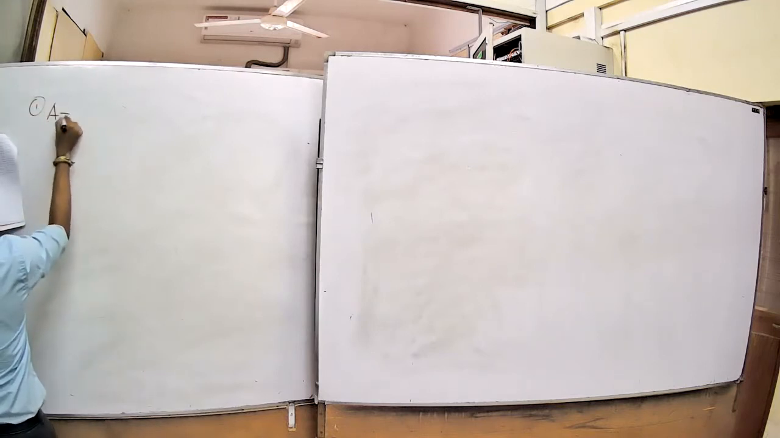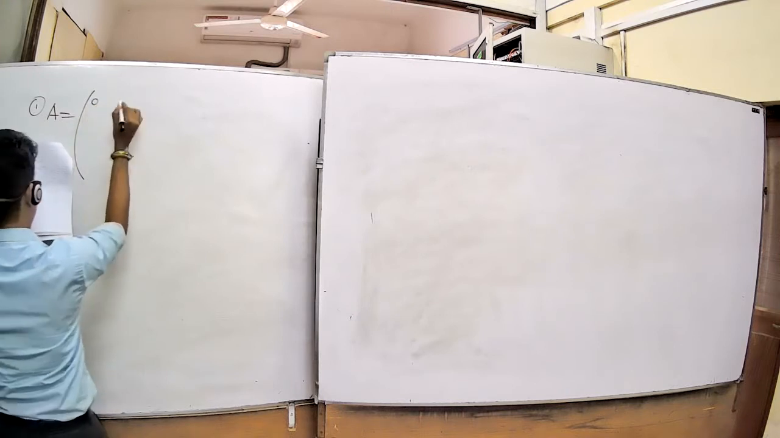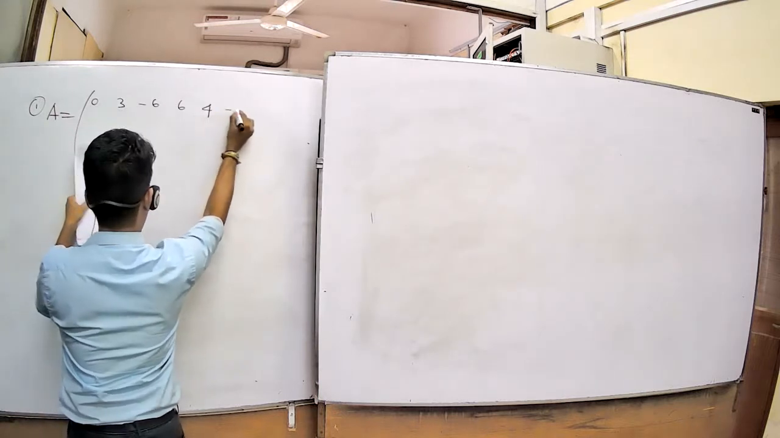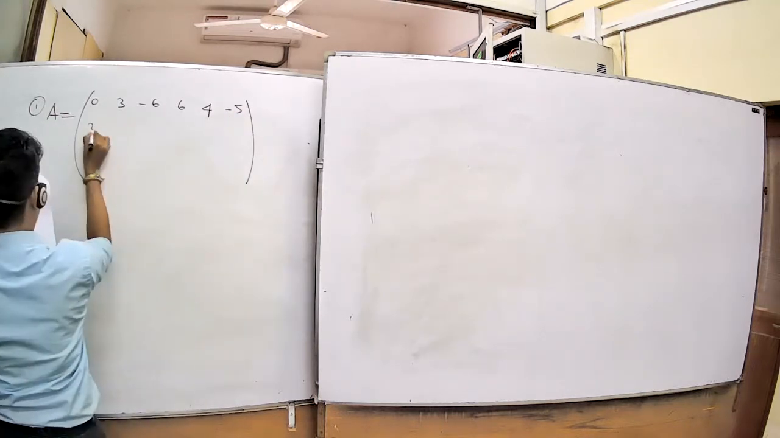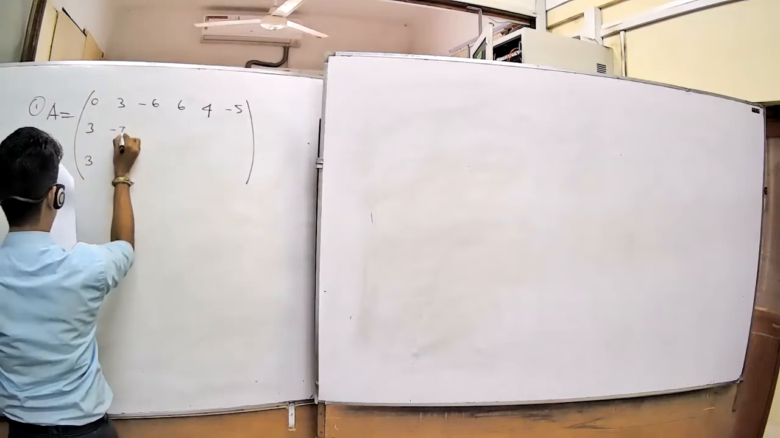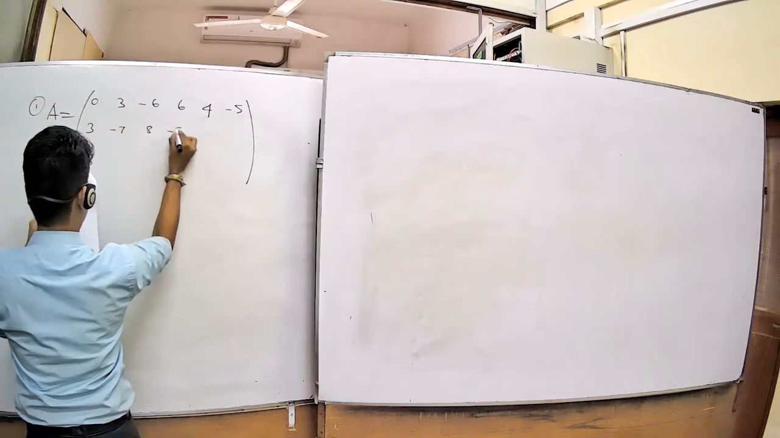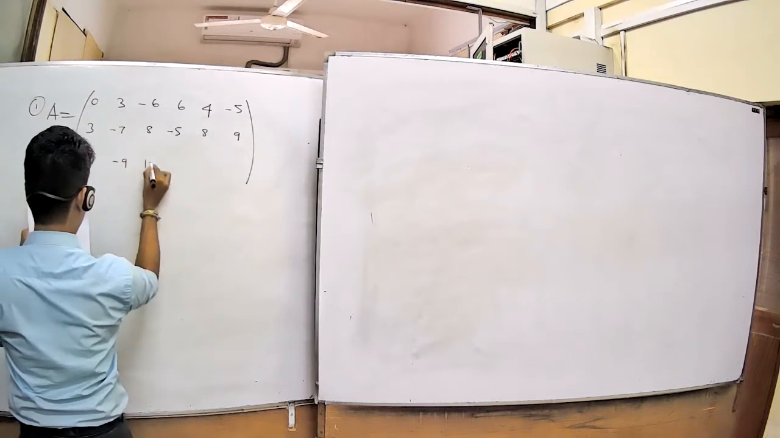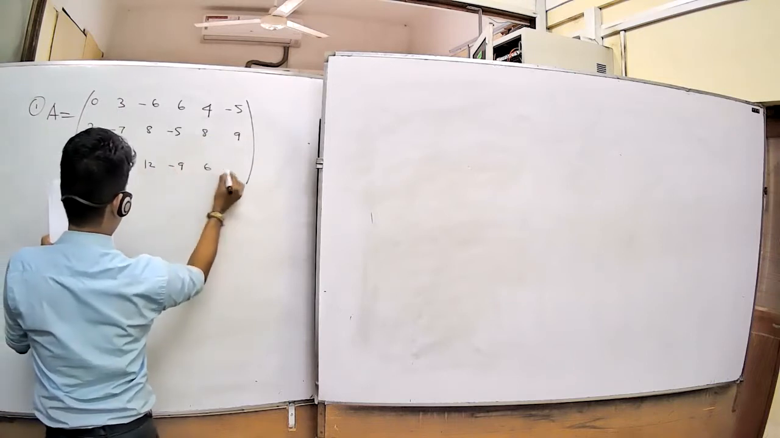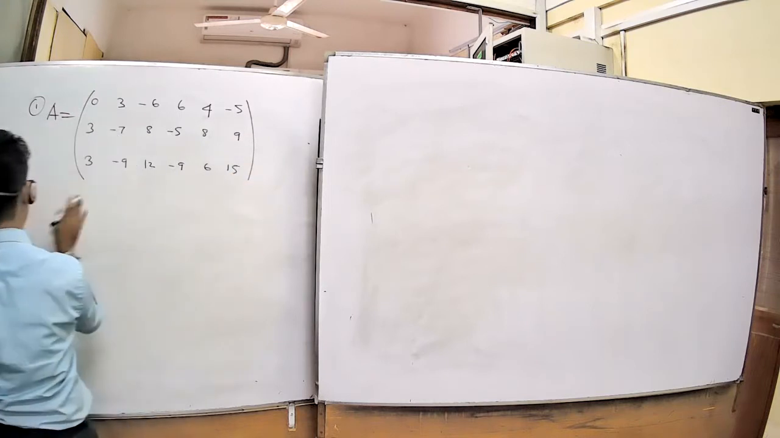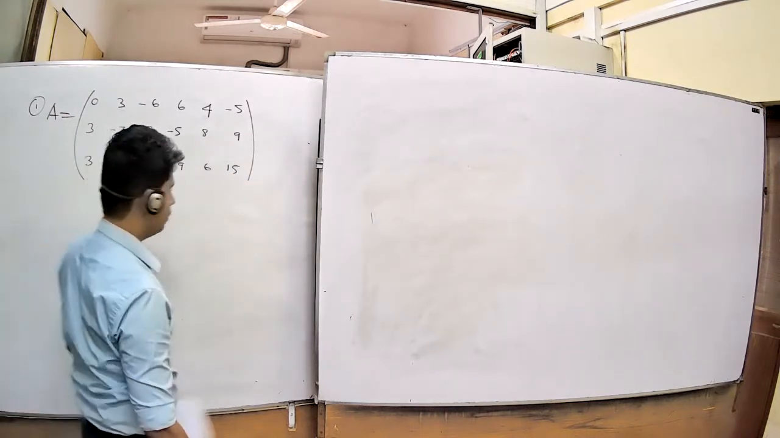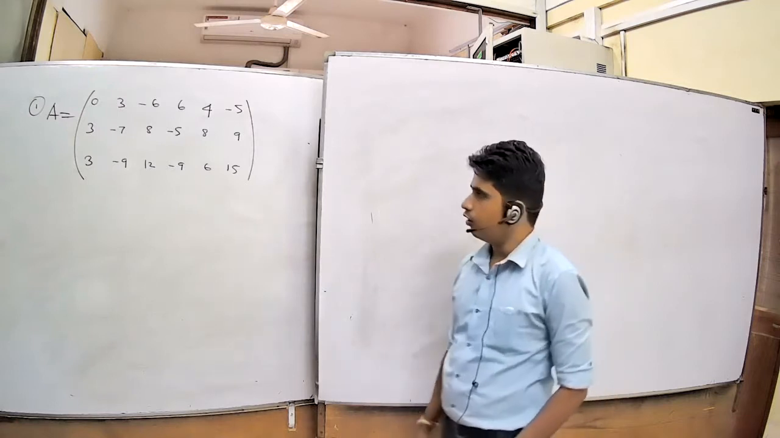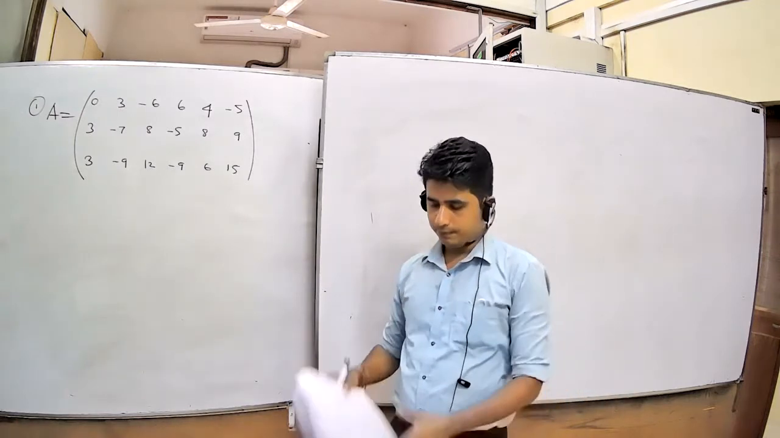it is your matrix A: 0, 3, -6, 6, 4, -5; 3, -7, 8, -5, 8, 9; 3, -9, 12, -9, 6, 15. For this matrix, you want to find the echelon form.